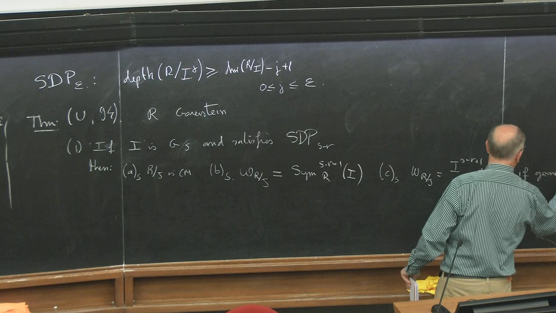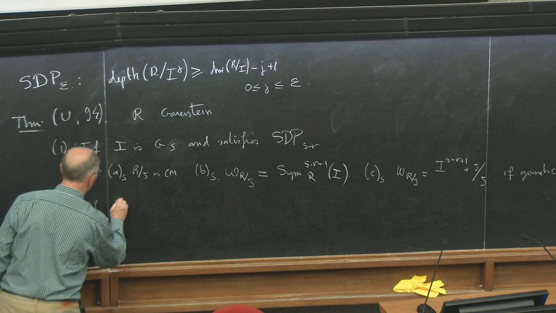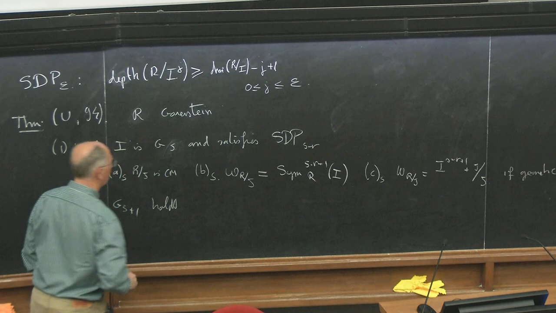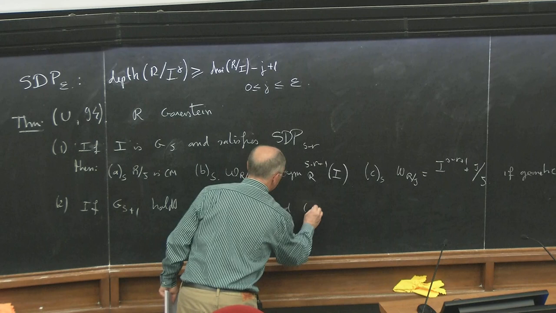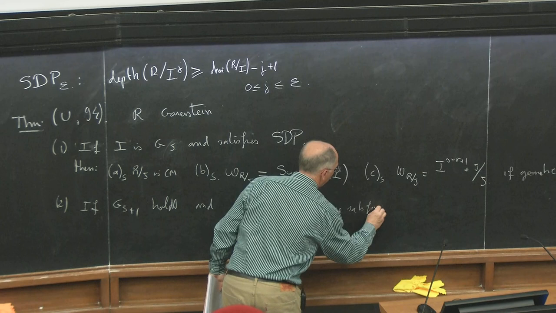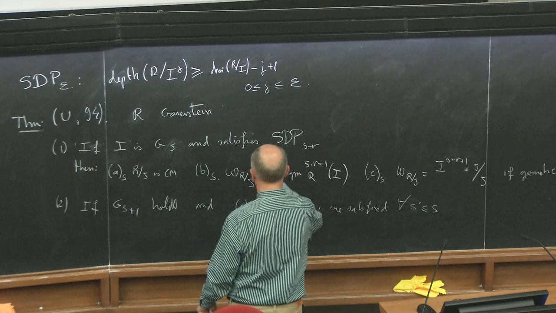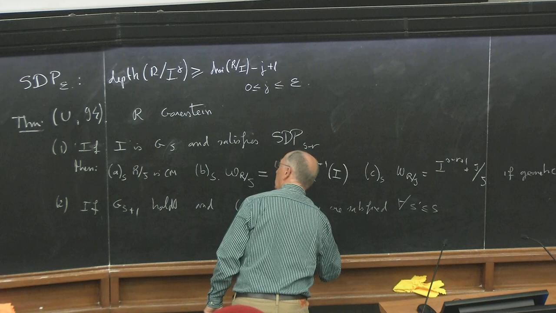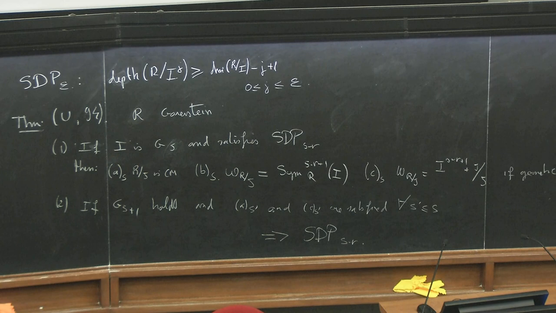And he also proved the converse, namely, if you have a little more, so if you have GS plus 1, meaning that you have geometric residual up to codimension S, and condition AS prime and CS prime are satisfied for all S prime at most S, S prime residual intersection. So if you have things up to the difference between the two, then you know that the sliding depth on powers holds in S minus R. So you should have this depth condition if there exist geometric residuals and the canonical module is the expected one.